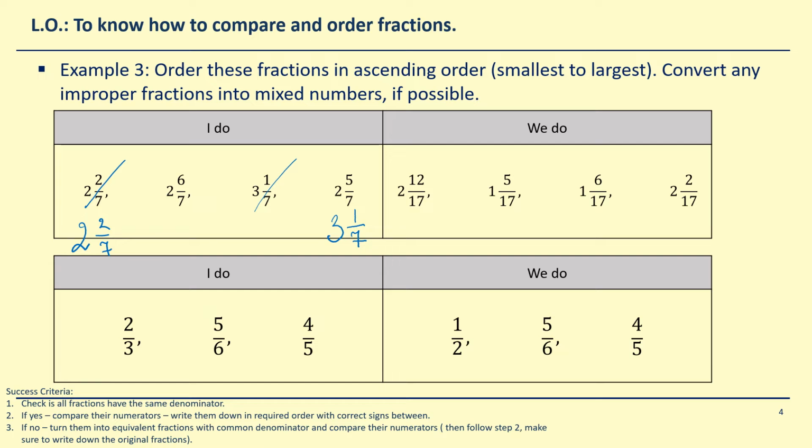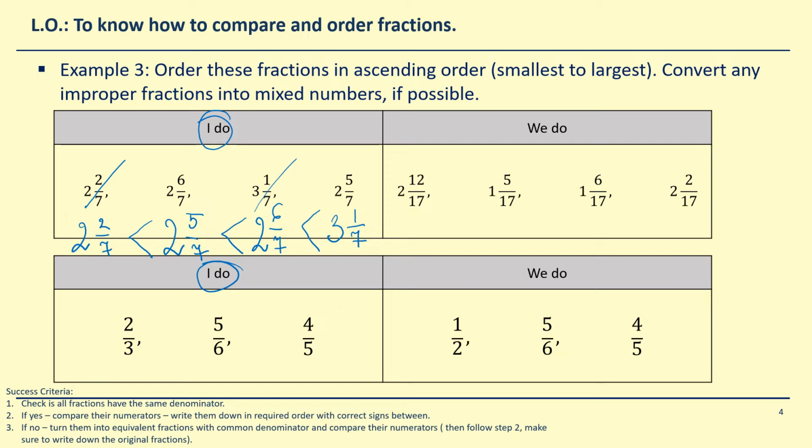Then I've got 2 and 6 over 7, 2 and 5 over 7. 5 over 7 is smaller than 6 over 7, so that is going to be next, which is smaller than 2 and 6 over 7, and this must be smaller than 3 and 1/7. Okay, let's do the next one.